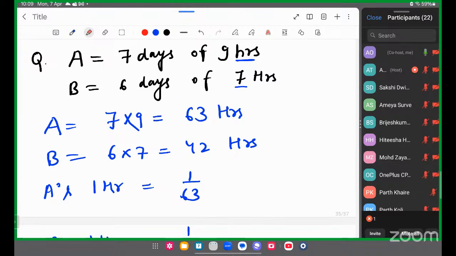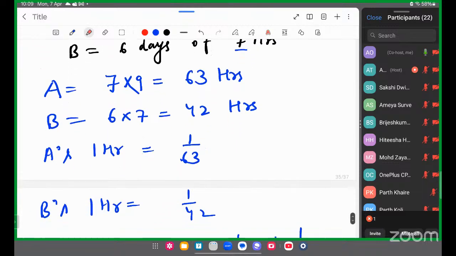And another part is, how many days will be taken to complete the work if they work together for 8 and 2 by 5 hours per day. So we will divide the question into two parts. First part is, let us find out the total number of hours taken by them to complete the work. For that, we will have to convert the question into number of hours, because this question is given in days and hours. So we will simply convert it into number of hours.